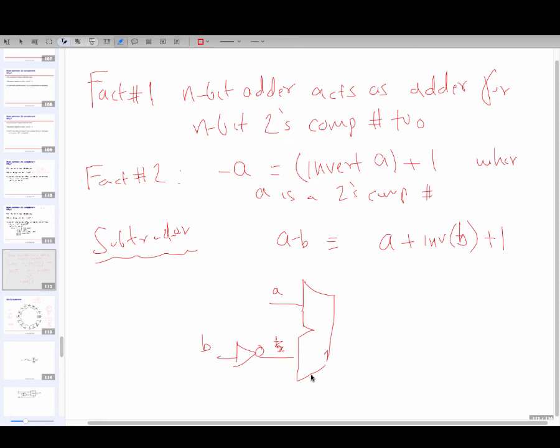So in the least significant bit, I can use a full adder and feed a 1 in here. I can modify my adder so that instead of using a half adder in the least significant bit, it uses a full adder, and now I have an extra input I can provide. And this is my subtractor. This is a 2's complement subtractor.